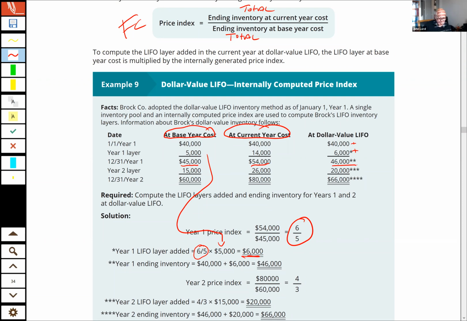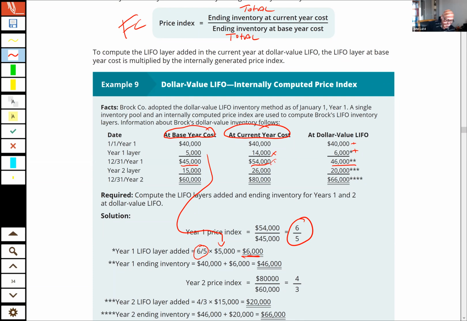Okay, so the big mistake, I'm pretty sure, when I sit down and talk to students about dollar value LIFO, because they're having problems, back in the day when I could sit down with somebody and explain this to them, the mistake I would see students make is they would try to calculate the index here. No, you don't calculate the index here, it's on the total.